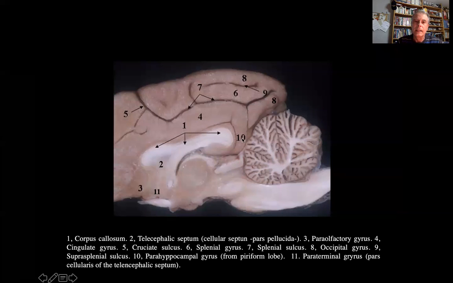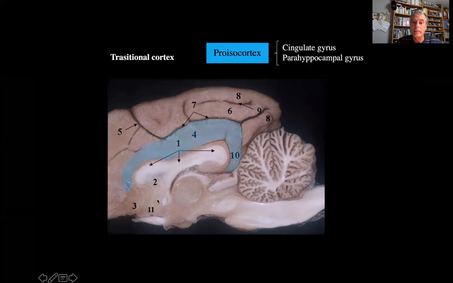And then on top of that, this sulcus that extends from the cruciate sulcus is the splenial sulcus, right? On top of that, we have the splenial gyrus and the occipital gyrus. I have marked also here these structures, the paraolfactory gyrus and the paraterminal gyrus. This gyrus is important because the cingulate gyrus with the parahippocampal gyrus form part of the proisocortex. This is a transitional cortex. So remember, the proisocortex includes the cingulate gyrus and the parahippocampal gyrus.